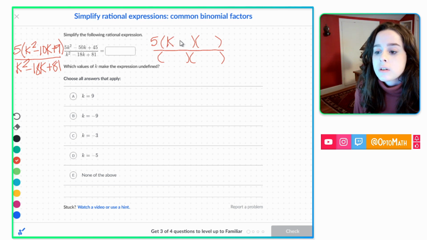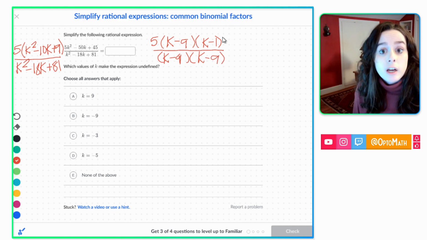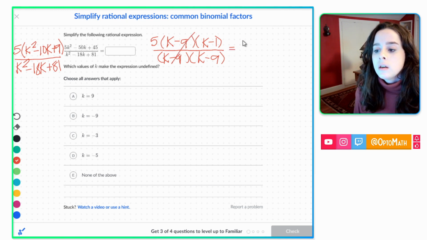It's a pretty nice one to factor. That wasn't too bad. And let's look at our denominator. Factors of 81 that add to negative 18. That's negative 9 and negative 9. Okay, notice that we are going to have a common binomial factor being k minus 9. Those do simplify to 1. Our final simplified version is 5 times k minus 1 divided by k minus 9.